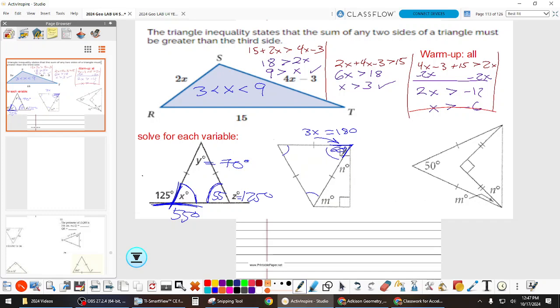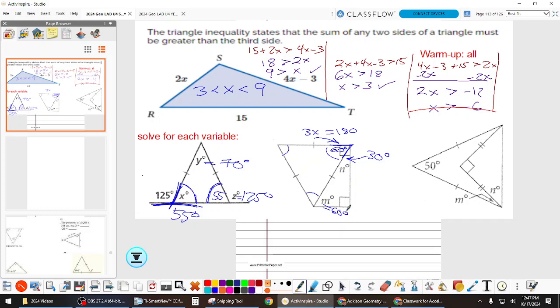And then what does the box mean? 90, so that makes n be 30. And then m has to be what? If this is 30 and this has to add up to, yeah, that's good. Okay, and then this one, this is kind of interesting looking picture.